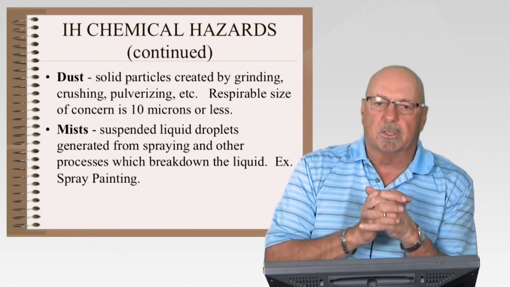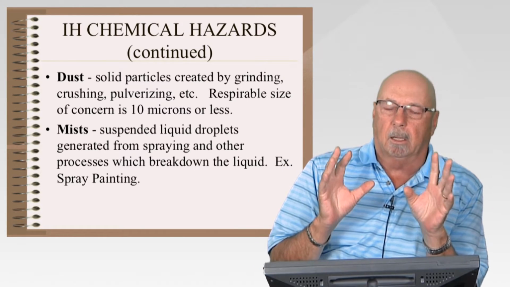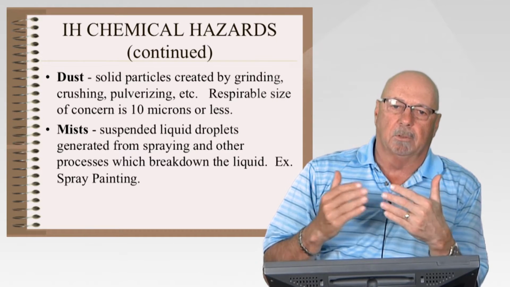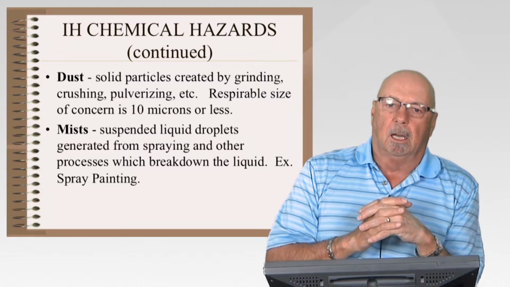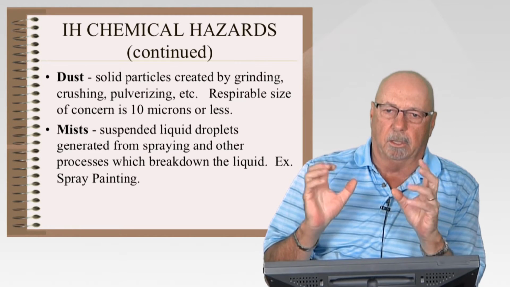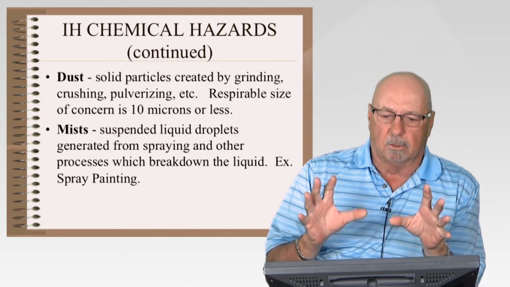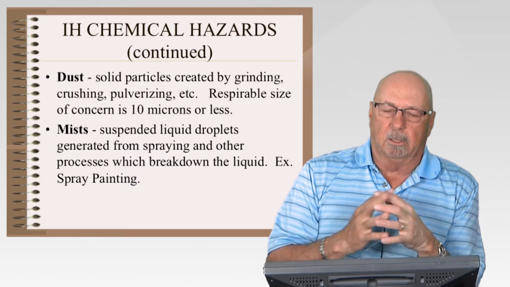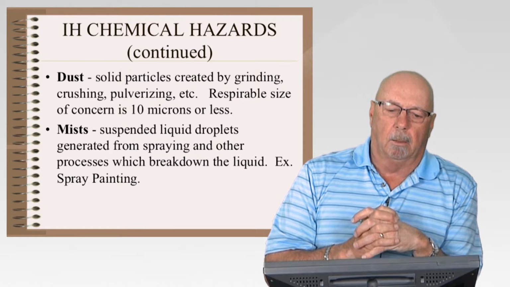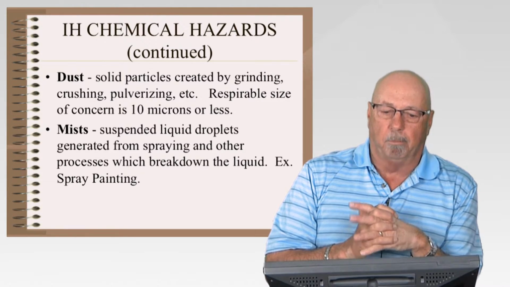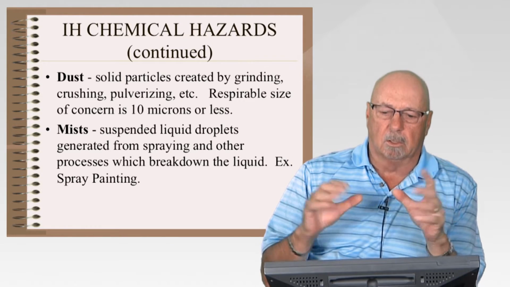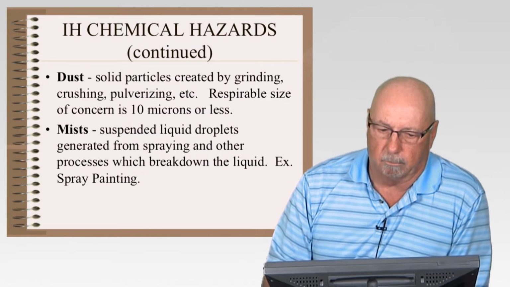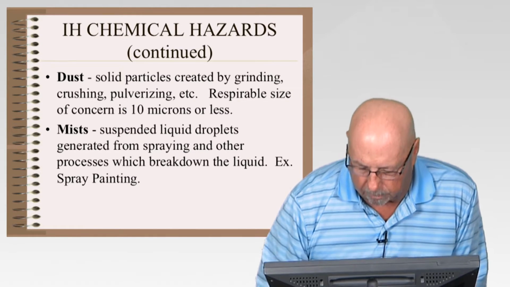And then we have mists, which is an aerosol where we break a liquid down into droplets by, again, oftentimes some mechanical action, like spraying it or forcing it through nozzles, and it breaks that liquid down. Spray painting is a great example of where we find chemicals that come in the form of a mist. So we're breaking those liquid particles down, again, putting them in a size that can get into the respiratory tract system.